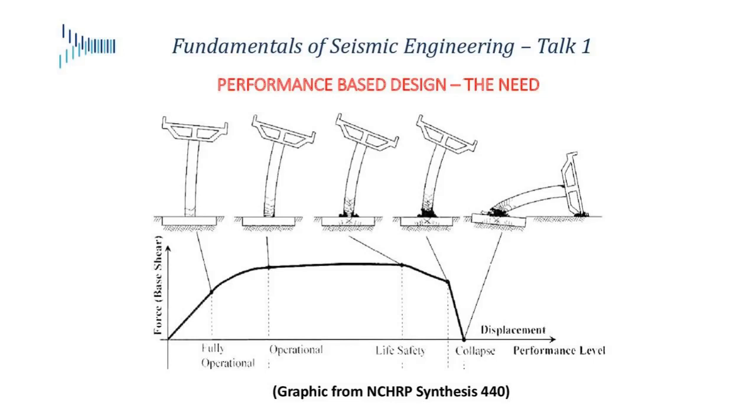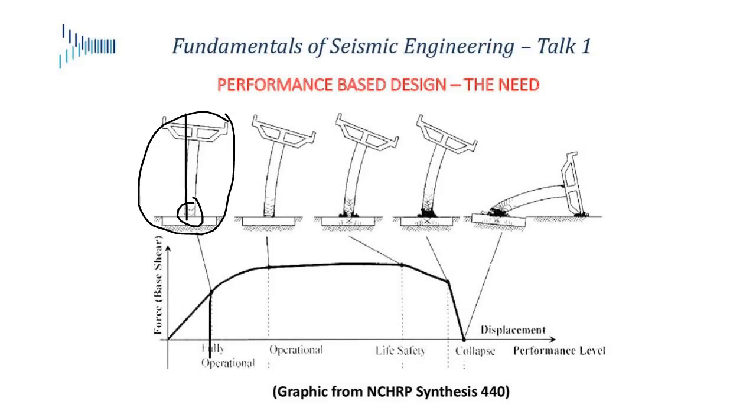Now, this is a graphic from NCHRP Synthesis 440. Again, this is showing a force displacement curve, and now we can see the different performance levels. The first one is essentially elastic. It has a little bit of cracking at the base. Once the earthquake goes away, this thing is going to straighten back out. These cracks are going to close, and we can put all the traffic on it.